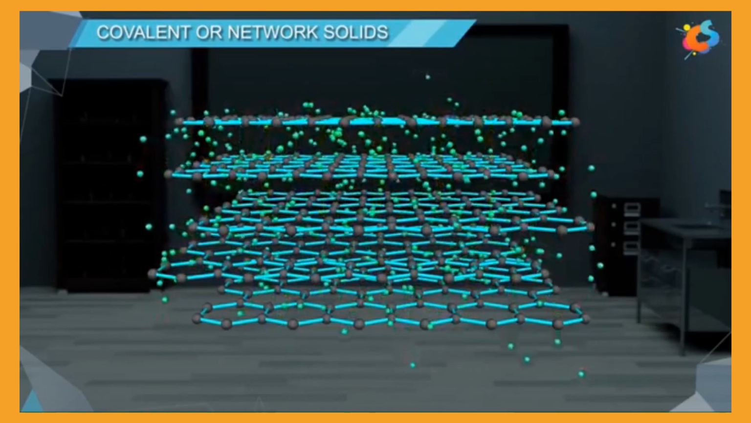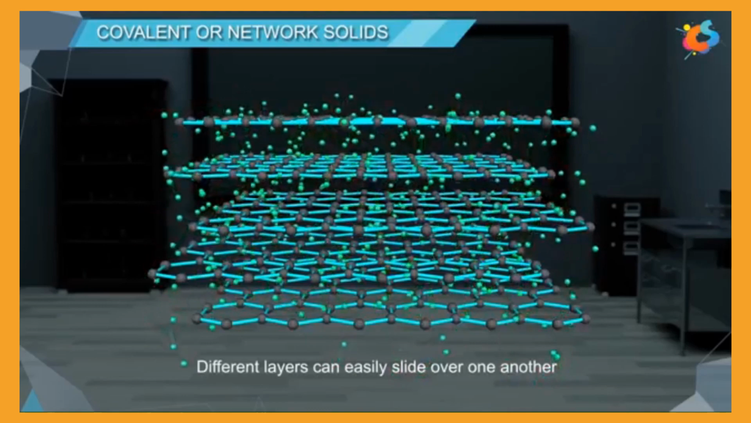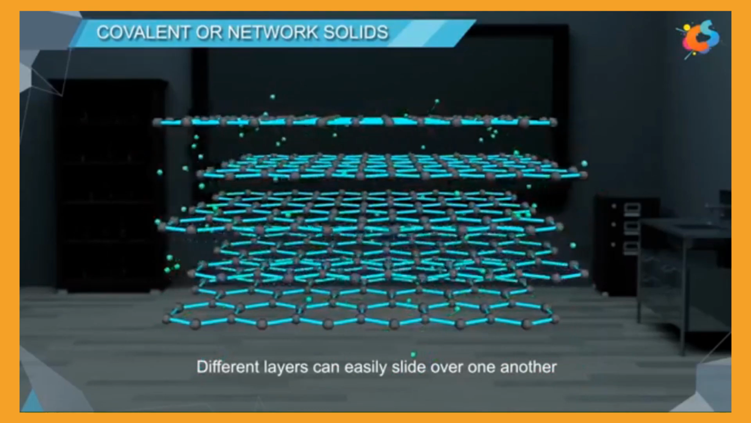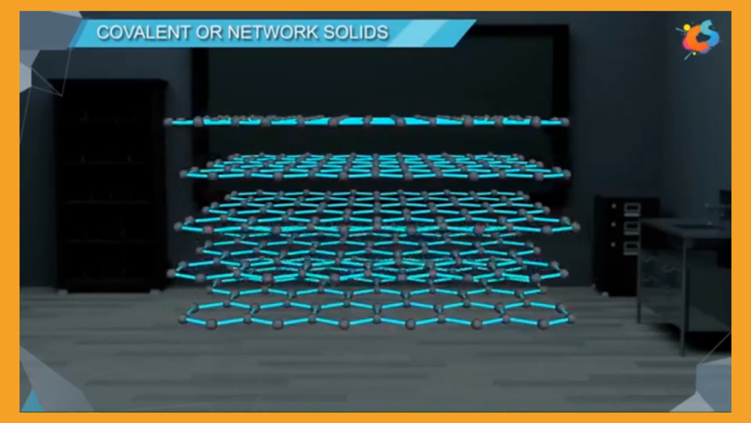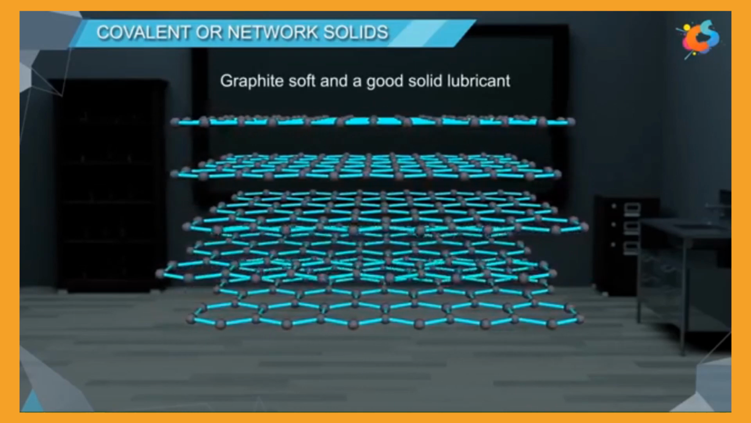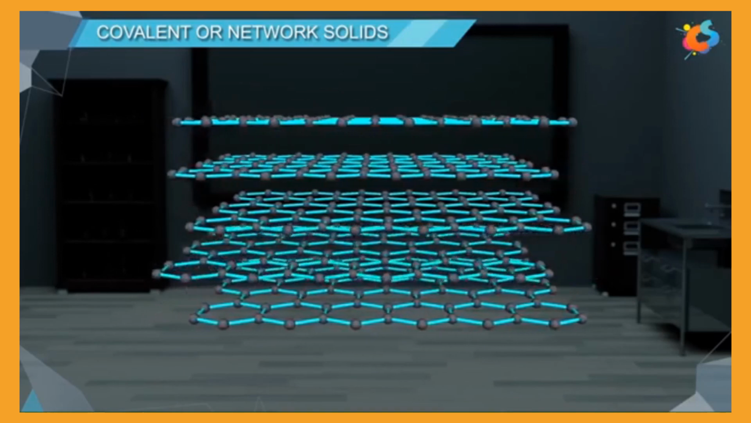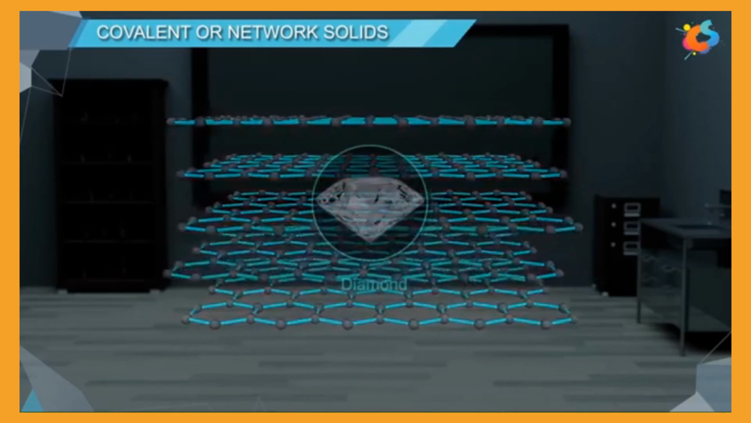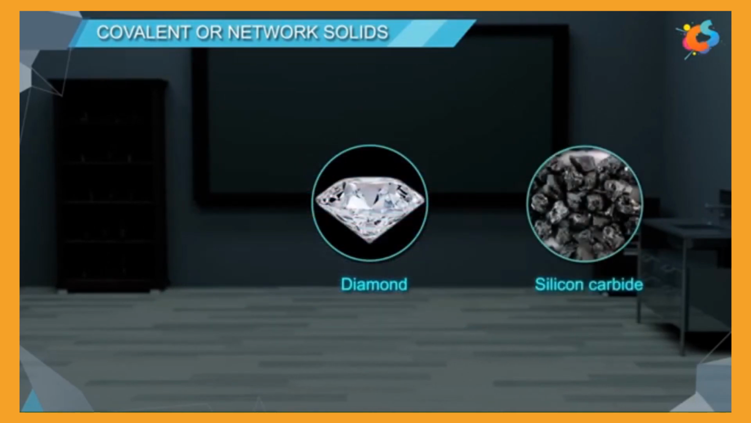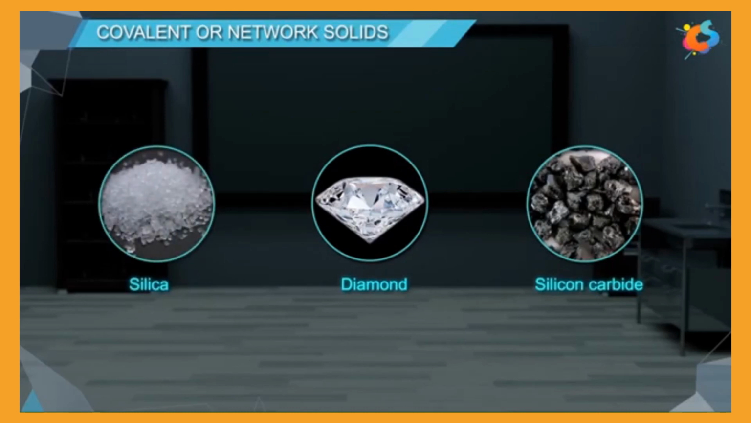Due to this, different layers can easily slide over one another. This makes graphite soft and a good solid lubricant. Best examples of covalent solids are diamond, silicon carbide, silica, etc.